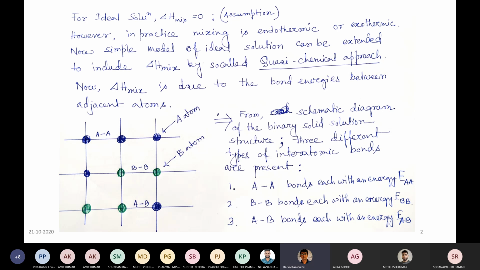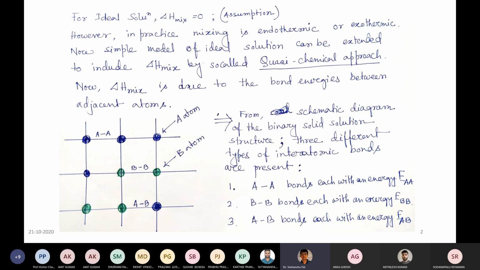So this is for an ideal solution. What is the criterion for an ideal solution? For an ideal solution, del H mix is equal to 0, meaning there is no change in enthalpy on mixing. This is a big assumption, nothing but an assumption.